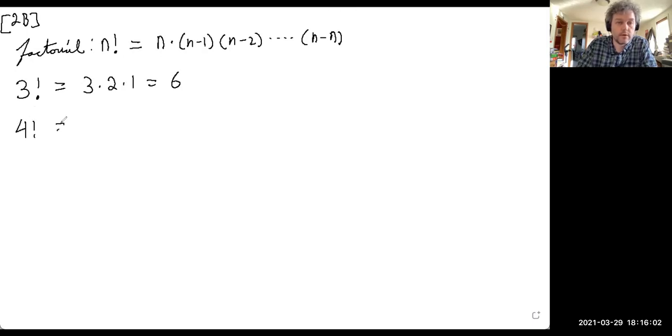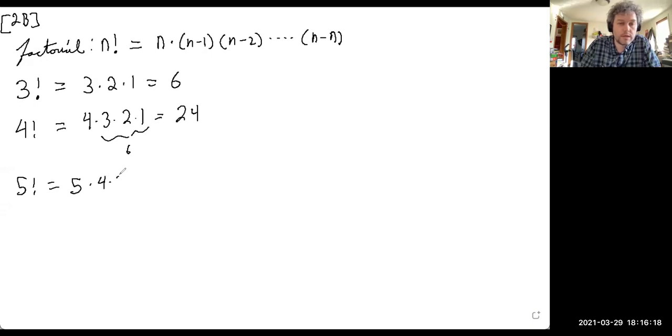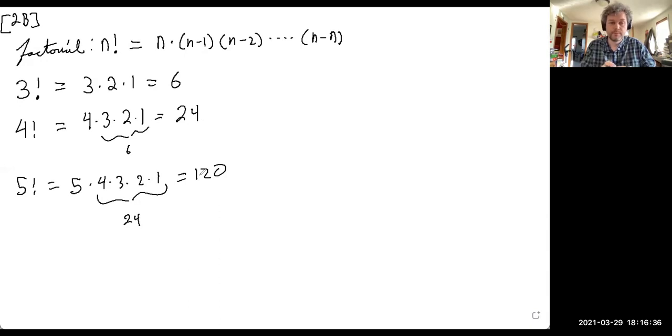Let's try 4 factorial. 4 factorial is 4 times 3 times 2 times 1. Well, I just figured this one out, 6. So that's 4 times 6, which is 24. Let's do 5 factorial. 5 factorial is just 5 times 4 times 3 times 2 times 1. Well, I just figured out 4 factorial is 24. So I suppose 5 factorial is 5 times 24. And 5 times 20 is 100, and 5 times 4 is 20. So this looks like it's 120. I think that's right. 5 times 24 is 120.